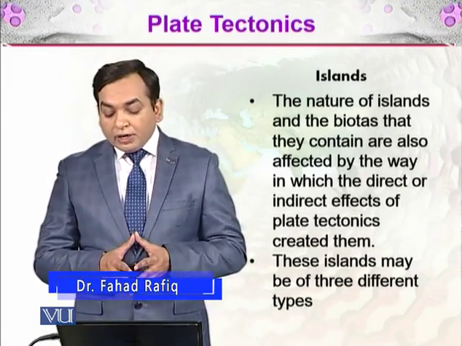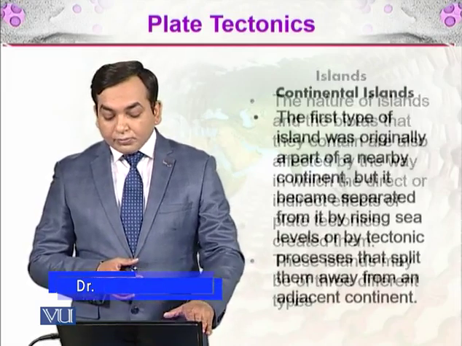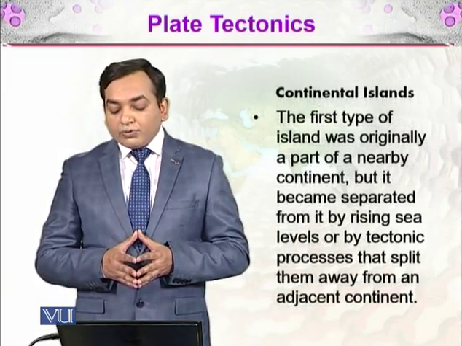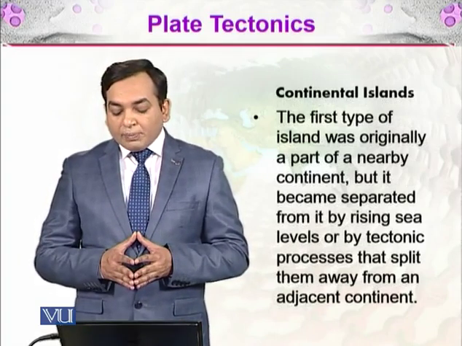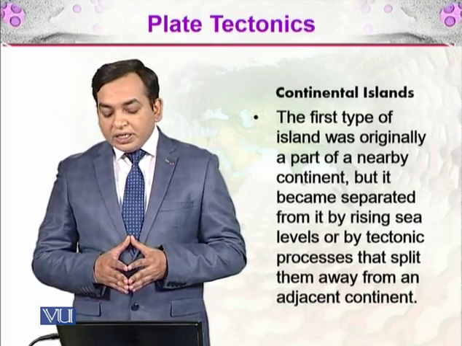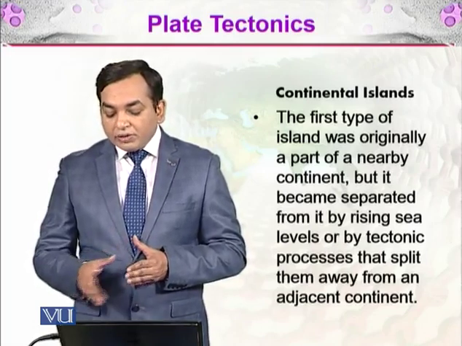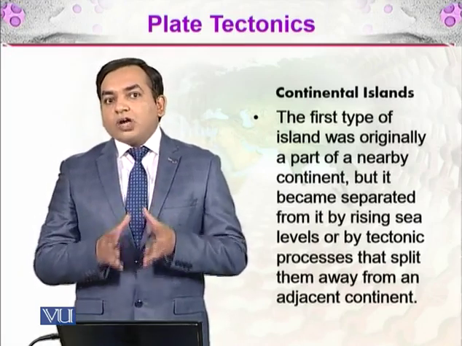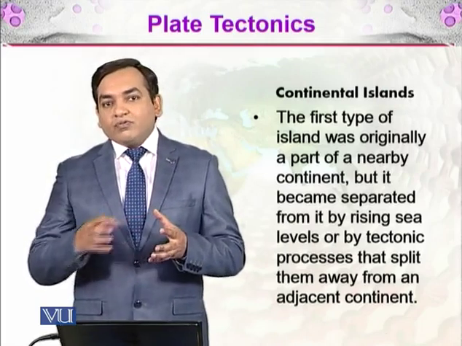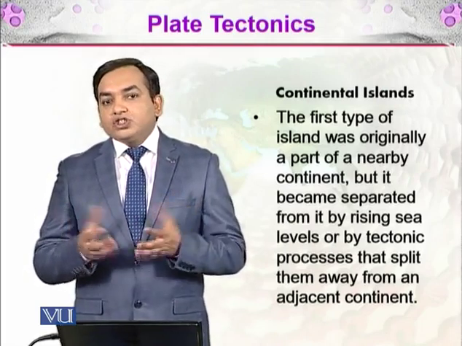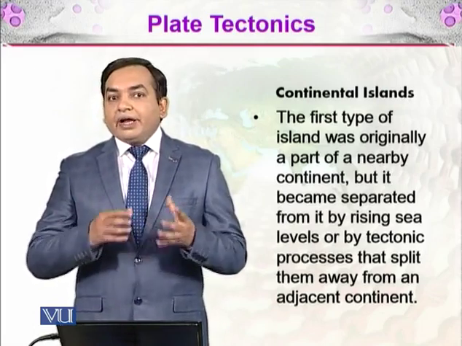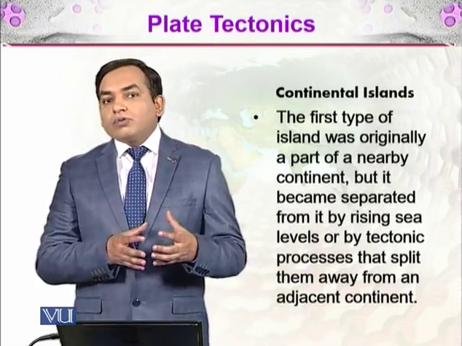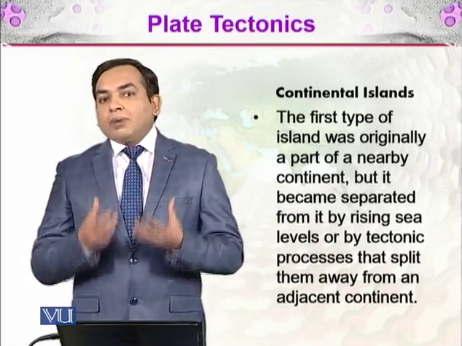These islands may be of three different types. One is the continental islands. The first type of island was originally a part of a nearby continent, but it became separated from it by rising sea levels or by tectonic processes that split it away from an adjacent continent. So a part of the continent, when it goes away from the mainland continent, is a continental island. It has not formed on its own, but it is the part of the continent which is separated from the mainland by the ocean.